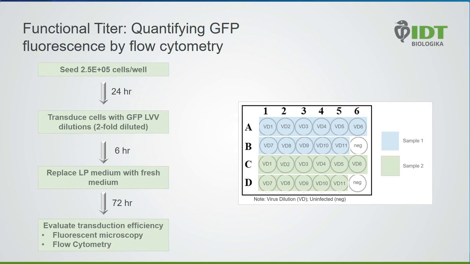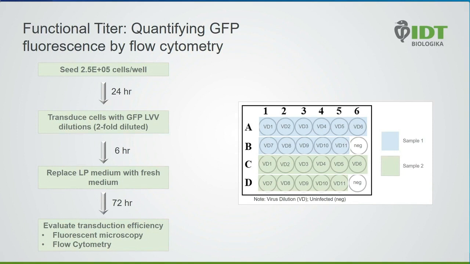First, the Sup-T1 cells are seeded into 24-well plates at a density of 2.5 E5 cells per well. 24 hours post-seeding, the Sup-T1 cells are transduced with the GFP lentiviral vector at different dilutions in a low serum-containing medium, which enhances the transduction efficiency. Typically, we serially dilute the lentiviral vectors twofold to generate 11 virus dilutions per sample. Therefore, we can test two samples per 24-well plate, including two wells for the negative uninfected controls.